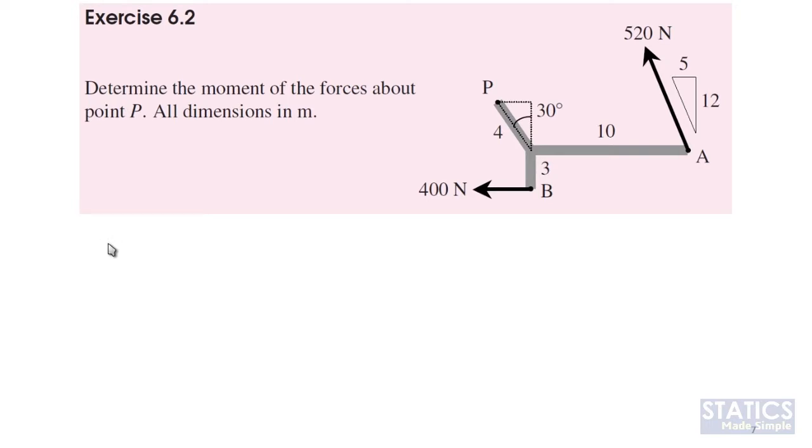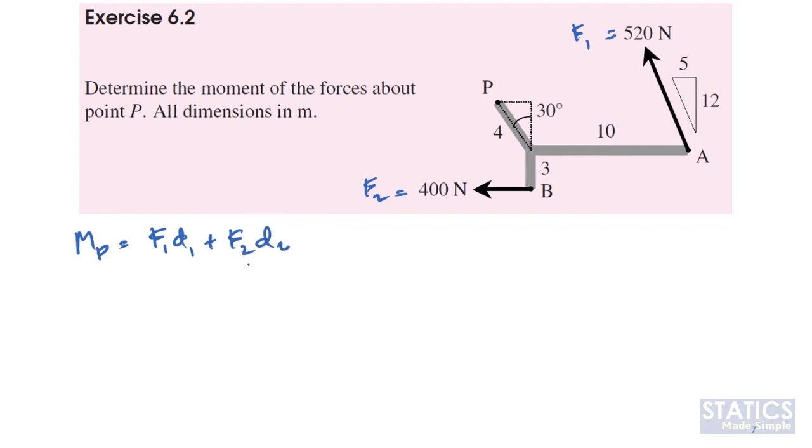Now we move on to something much more interesting. In this case, we have two forces, 520 Newton and 400 Newton. The 520 Newton force is acting at A, and the 400 Newton force is acting at B. Now we want to determine the moment of the forces at point P. So where's P? P is here. We have two forces here. For the moment at P, let's give them names: this is F1, F2. So moment at P will be equal to F1 times D1 plus F2 times D2.